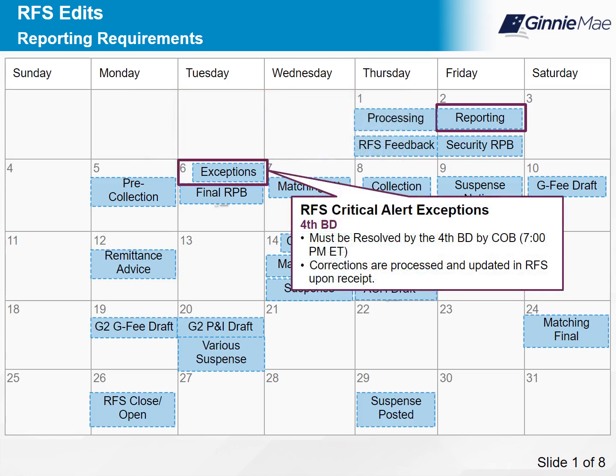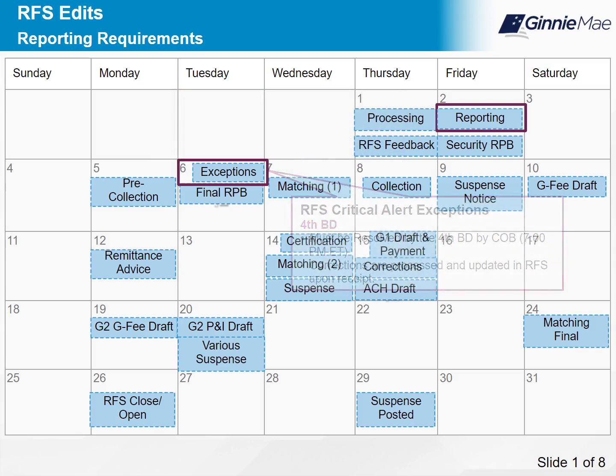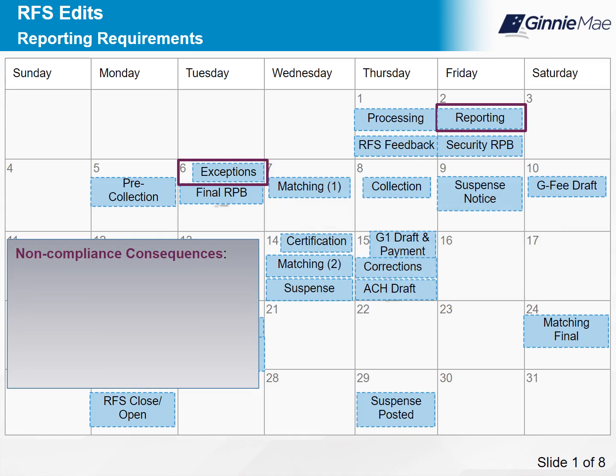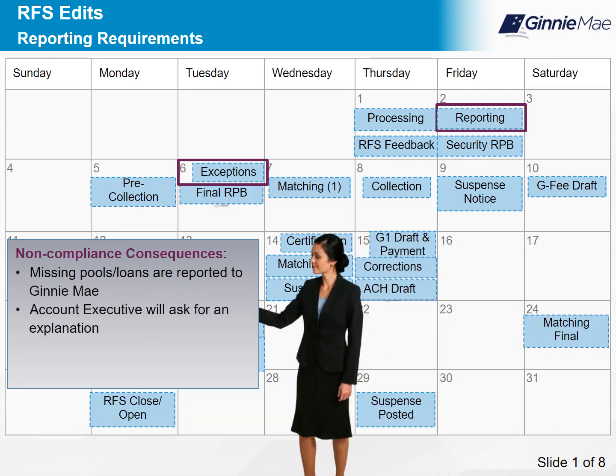Critical RFS alerts must be cleared by 7 p.m. Eastern Time on the fourth business day. There are consequences for non-compliance. If you miss reporting 100% pool and loan data by 7 p.m. Eastern Time on the second business day deadline, a list of missing pools and/or loans are reported to Ginnie Mae. You may be contacted by your Ginnie Mae account executive to provide an explanation.